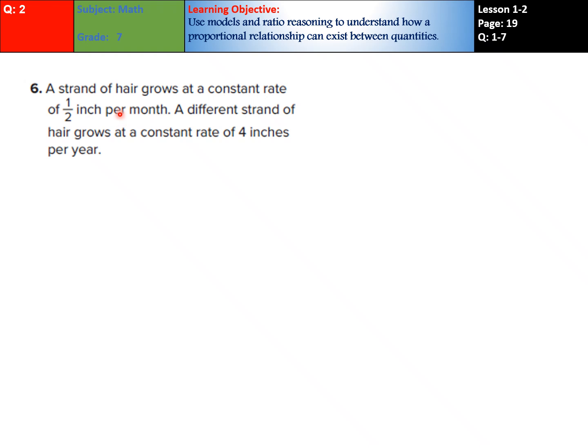A strand of hair grows at a constant rate of 1/2 inch per month. A different strand of hair grows at a constant rate of 4 inches per year. Now it says per year, and we know that 1 year has 12 months. So one ratio is 1/2 to 1. Another one is 4:12. If we divide it by 4 and 4, it gives us 1:3. But this is per month.